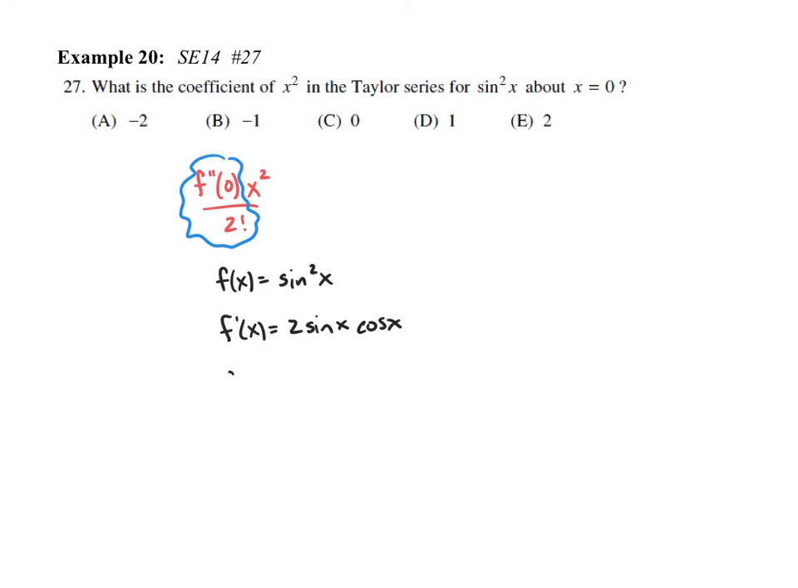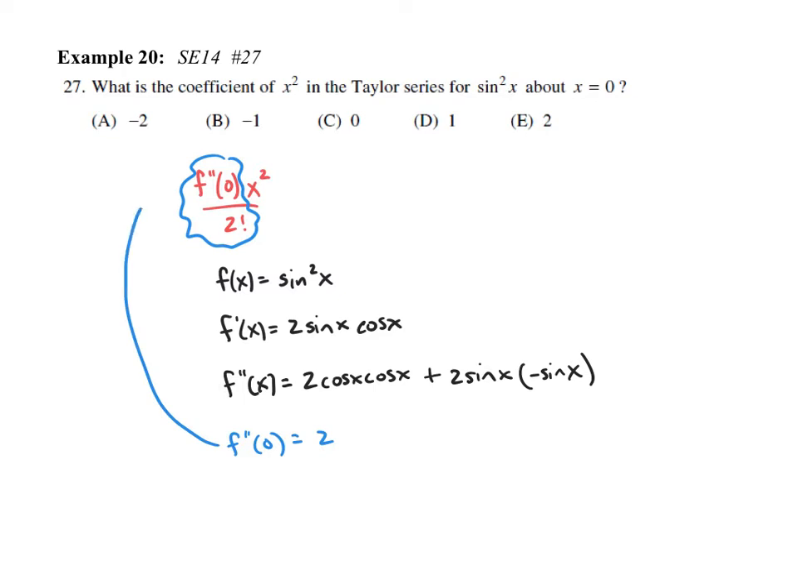of the chain rule. The second derivative would be the product rule, so it'd be the derivative of sine, which is cosine, plus the derivative of cosine, which is negative sine. And we're simply looking at the second derivative at 0. Because sine of 0 is 0, this actually just simplifies to 2. And that is being substituted in for that numerator.